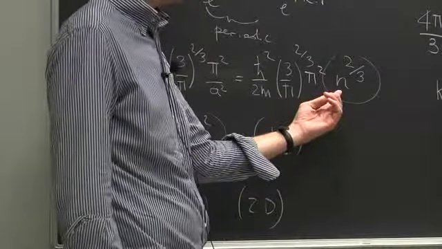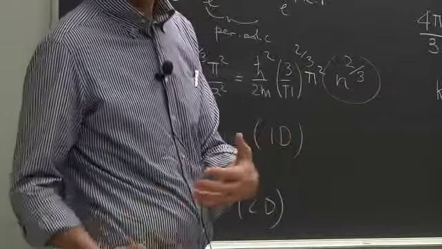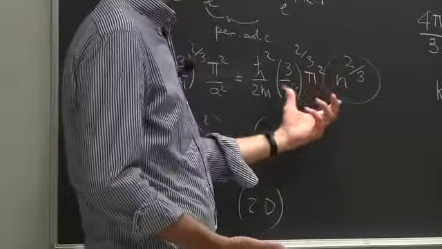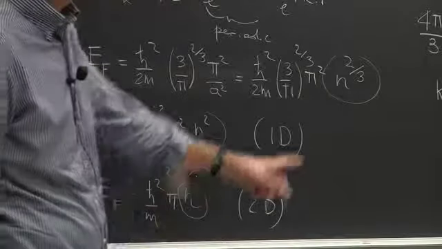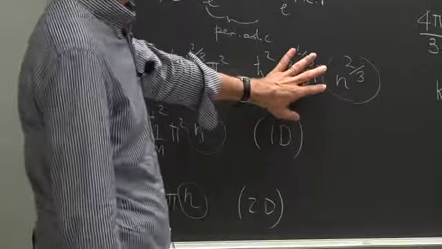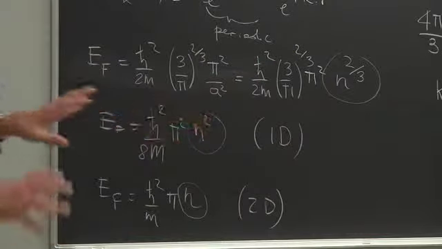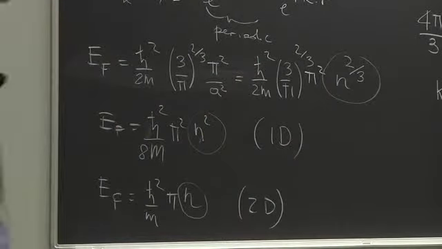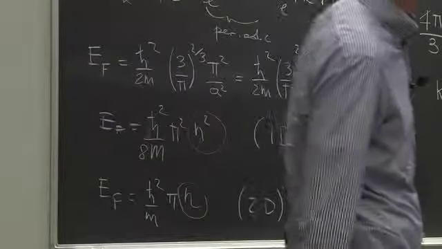Okay? So if you have a density, the density is 1 over L cubed, and therefore to transform it into 1 over L squared, you need to take the power 2/3. Of course, all the numerical factors do not appear in a dimensional analysis. They are the result of a real calculation.